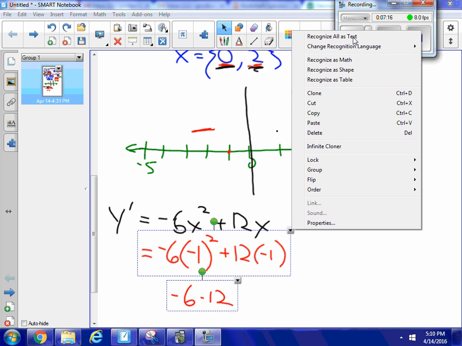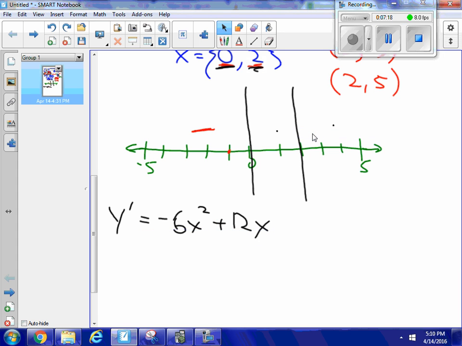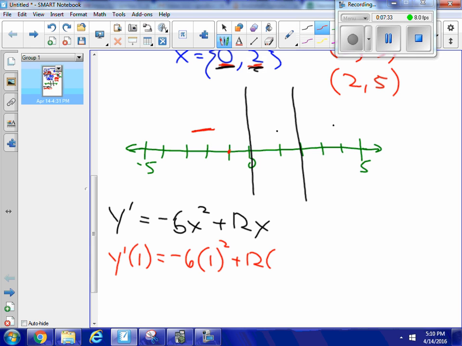Let's delete this. And I have the interval between 0 and 2. So let's use the point 1. So what is y prime of 1? Well, that's negative 6 times 1 squared plus 12 times 1. That's going to be negative 6 plus 12. Well, that's going to be a positive number.